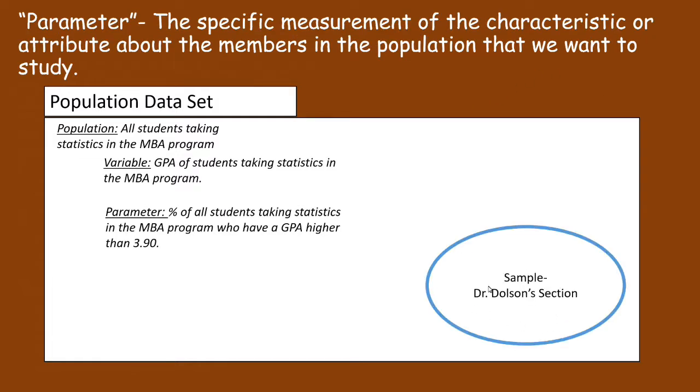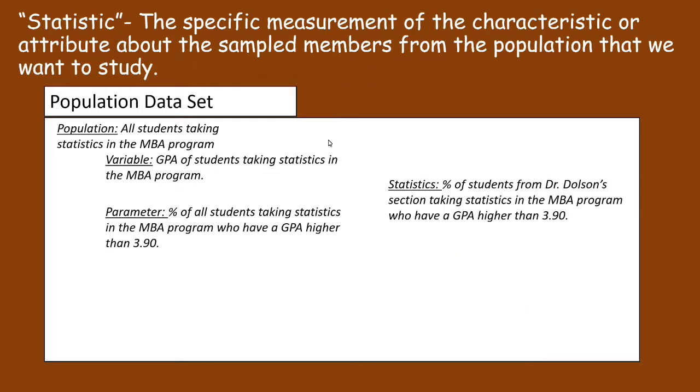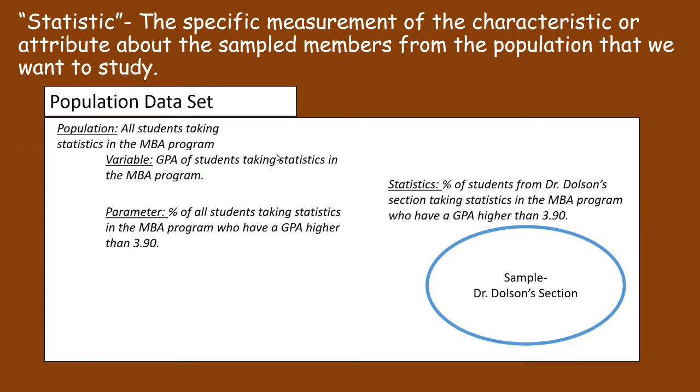Now we're going to look at this idea of parameter. A parameter is the specific measurement of the attribute that we want to know more about. So in our example, we want to know the percent of all students taking statistics in the MBA program who have a GPA higher than, let's say, 3.90, and we're going to study our sample to learn the answer to that question. Okay? So we're going to study the students in my section. We're going to look at their overall GPA. We're going to see which ones are higher than 3.90. And we're going to see if we can learn something about the entire population.